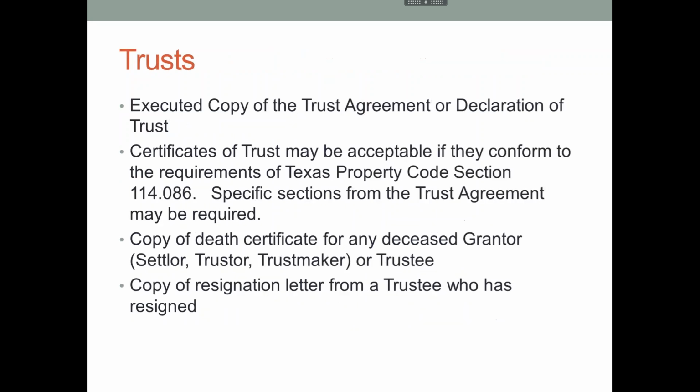So again, I'm sorry, I had one more here, trusts. Trusts technically aren't an entity, but we treat them like an entity with authority docs. So we want to make sure that if we have a trust, you get a copy of the trust agreement or the declaration of the trust. Certificates of trust can be acceptable if they conform to very specific requirements, but again, that's something that authority docs will help us determine. If any of the grantors or trustee or trustees are deceased, then you're going to want to make sure you have a copy of the death certificate for them. And if you have a trustee who has resigned, make sure that you get a copy of that resignation letter as well.